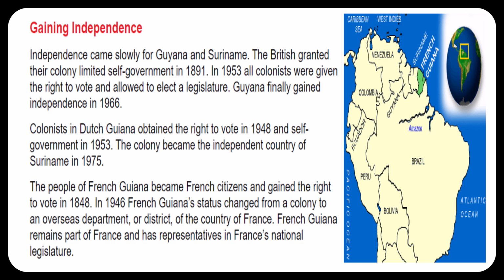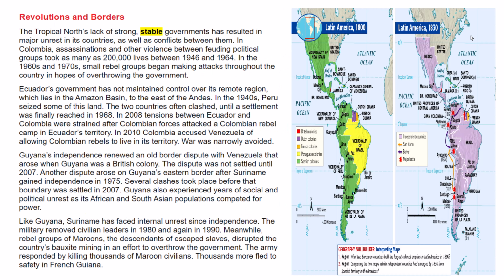Question number 16. Why is French Guiana not considered a country today? It's not considered a country today because it is part of France. It was a colony at one point for France, but now it's a district of the country of France. So it's not a country, it is part of France.